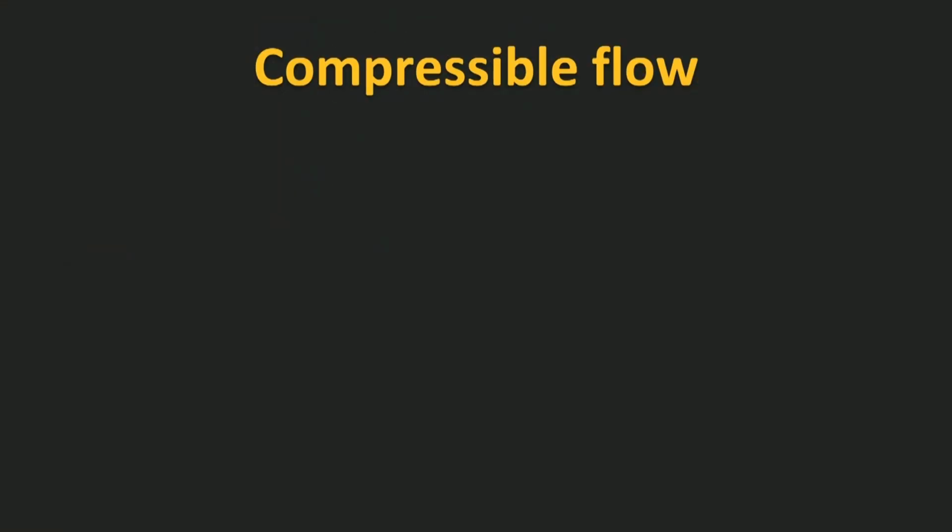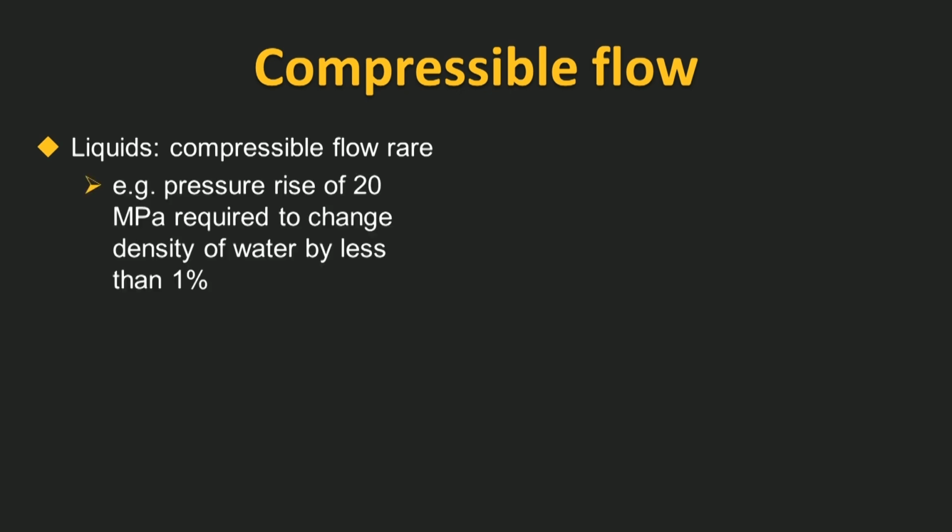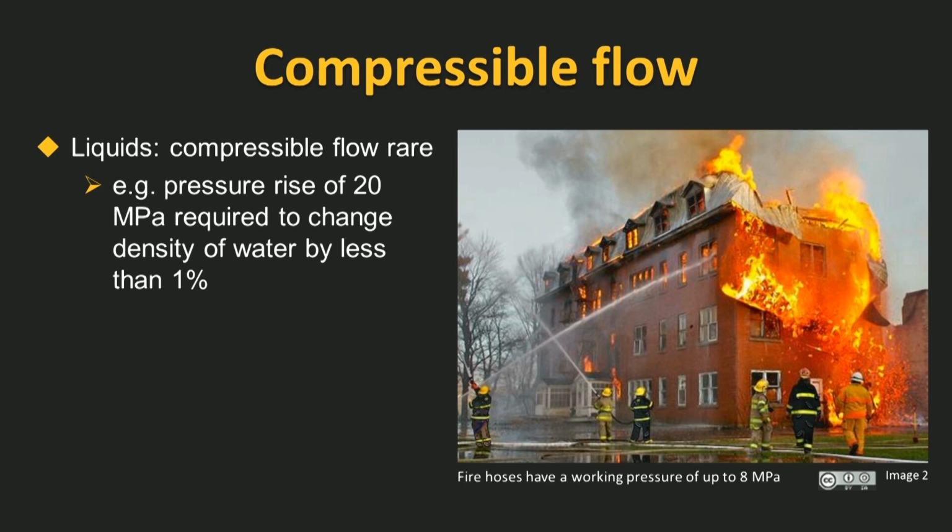So how common is compressible flow? In liquids, it's very rare due to the enormous pressure rise required to increase the density by even a small amount. A pressure rise of 20 megapascals results in the density of water being increased by less than 1%. For example, the working pressure of these fire hoses is very high, up to 8 megapascals, and when the water exits the hose, it drops down to atmospheric pressure, which is almost 80 times lower. But this still isn't enough to cause a significant change in density.